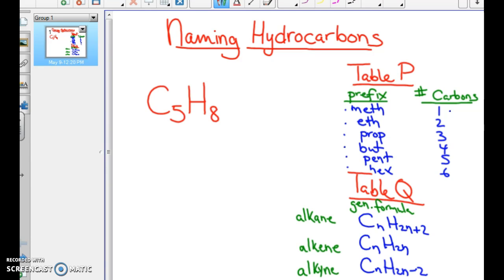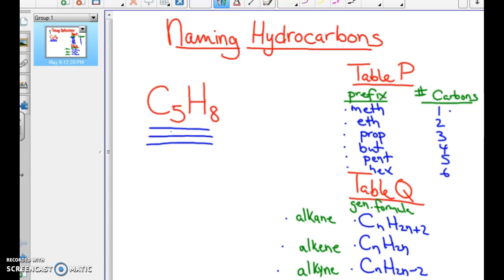Then you're also going to need to be able to tell whether the given hydrocarbon belongs to the alkane family, the alkene family, or the alkyne family. And you do that by matching up. You see which of these three general formulas will produce the given hydrocarbon. Well, let's start off with table P.